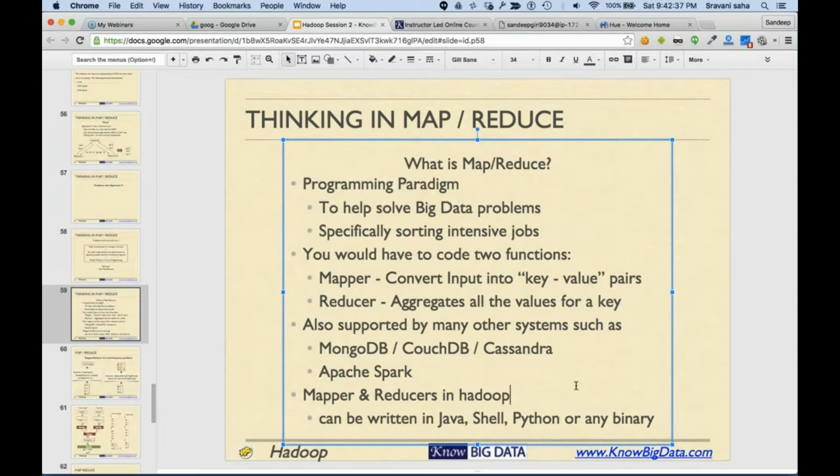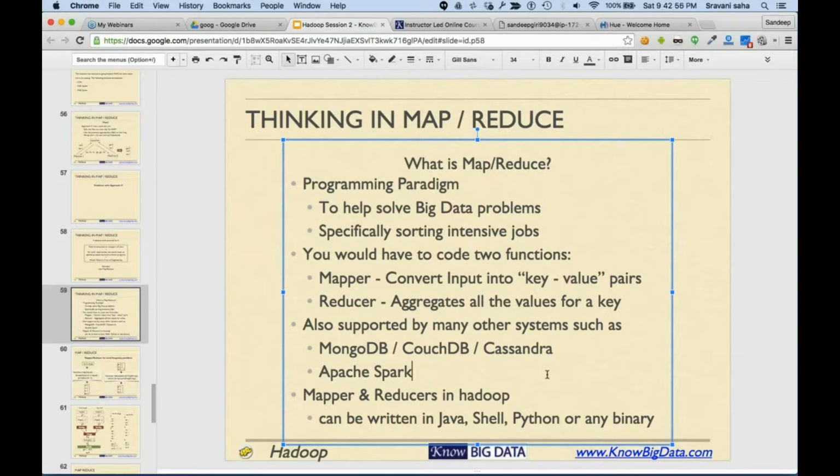In case of group by, we define a column on which we want to group by, and we define an aggregate function. These are the two things we do as part of group by. In SQL, we write group by. In the same way, here it is mapper and reducer. The rest of the things are taken care of by Hadoop.